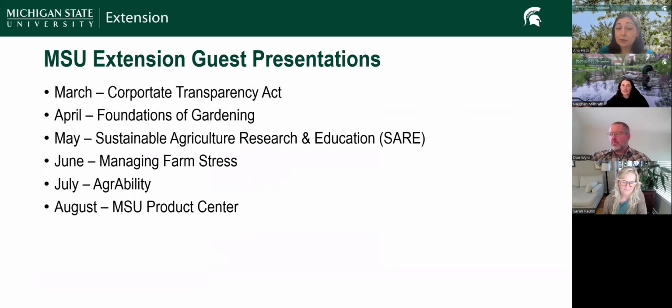Next month, we're going to hear about SARE, which is Sustainable Agriculture Research and Education. In June, we'll talk about managing farm stress. July, agribility, so that's about accessibility in agriculture. And then in August, the MSU Product Center, which can help with selling different kinds of products. So these are short presentations that will hopefully give you ideas about other parts of MSU or MSU Extension.